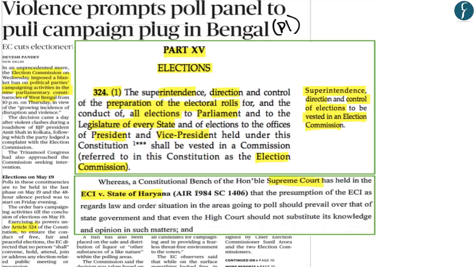The Supreme Court held in this case that the opinion of the Election Commission would prevail over that of the state government and even high courts with regards to law and order situations in those areas which are going to have elections. The Supreme Court has said that it would be the opinion of the Election Commission that would prevail over that of the state government and even the High Court with regards to law and order situations in those areas which are going to have elections.